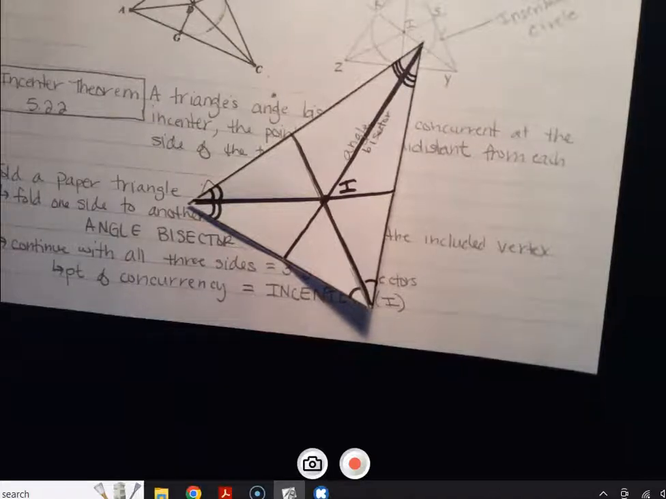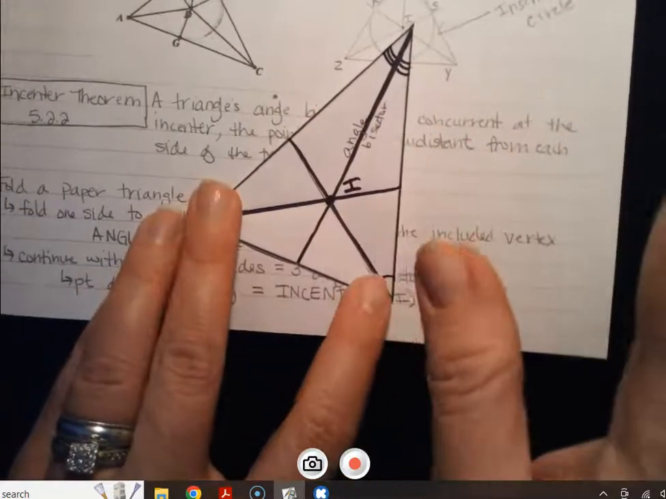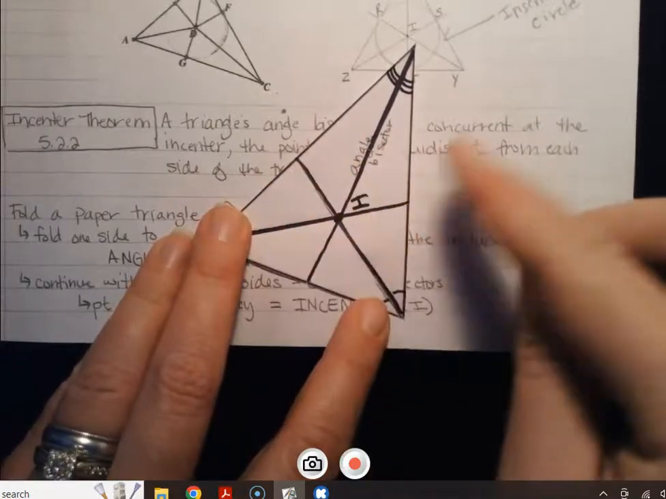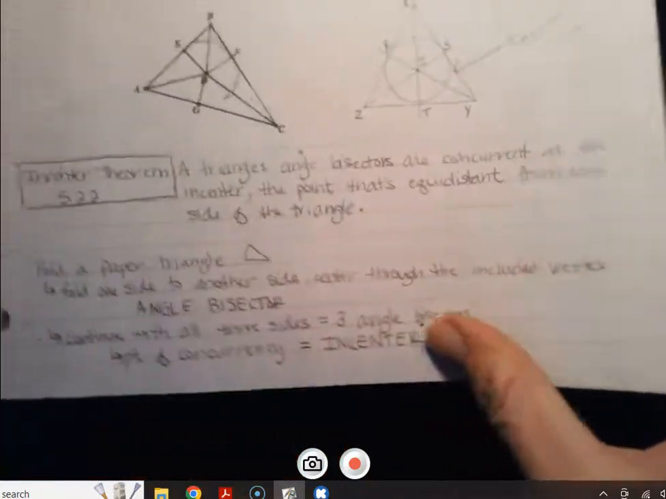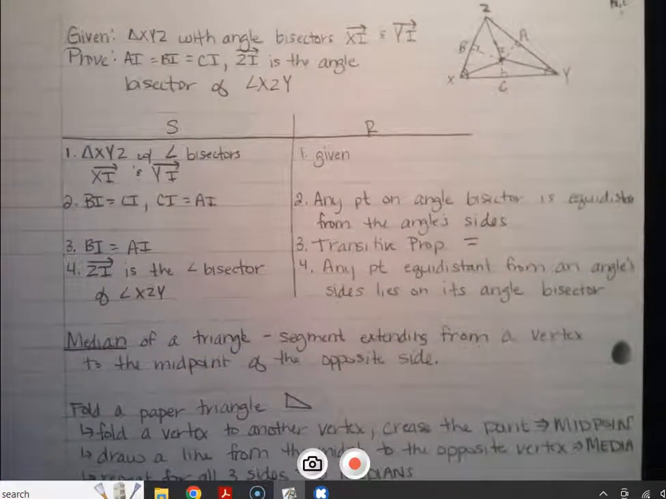Okay, we got that, the incenter. And we could inscribe a circle on this one, but I'm not going to, because my luck would be it would catch the paper and rip it or something. So that's your incenter. All right, so let's flip over to the back and look at this proof that we have.